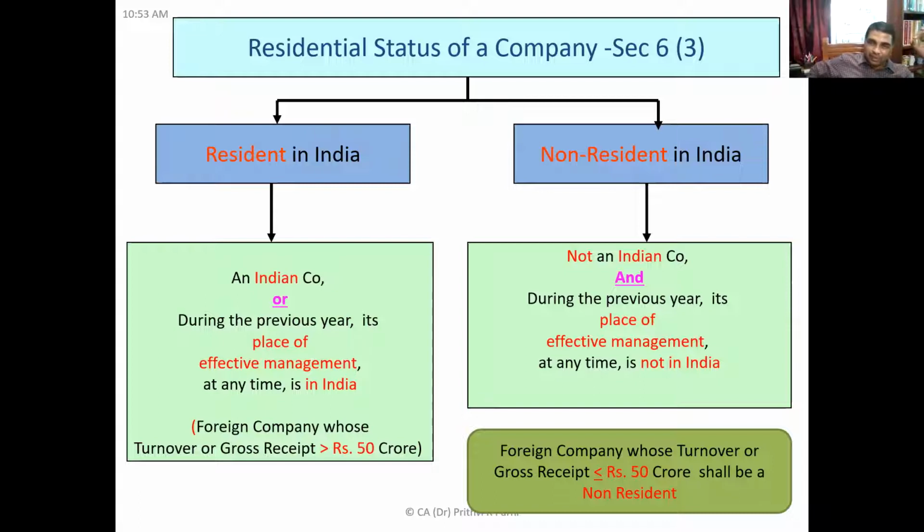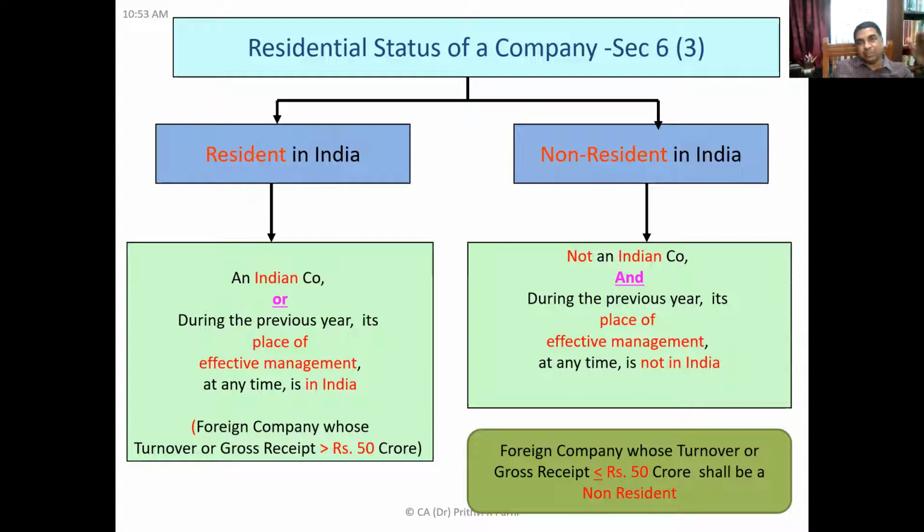But friends, here you have to remember one more important point. A foreign company here means one whose gross turnover or receipt is exceeding rupees 50 crore. If it is not exceeding 50 crore, then it will be treated as non-resident. This additional condition also you have to remember. So the foreign company whose gross receipt or turnover is exceeding 50 crore, and during the previous year its place of effective management at any time is in India, will be regarded as resident in India.